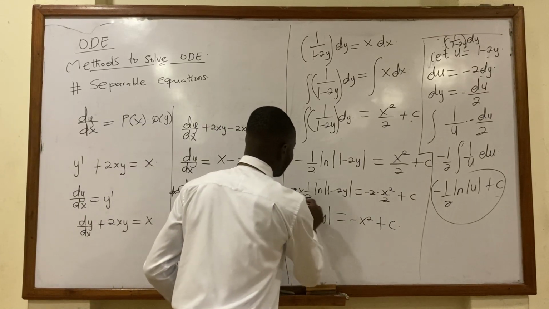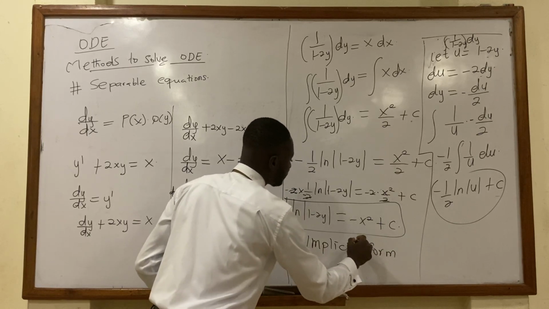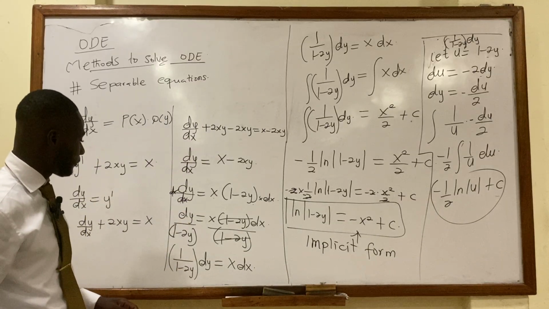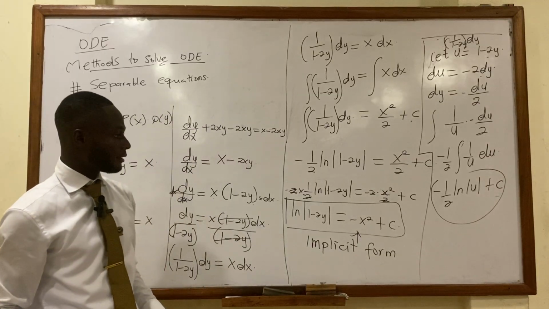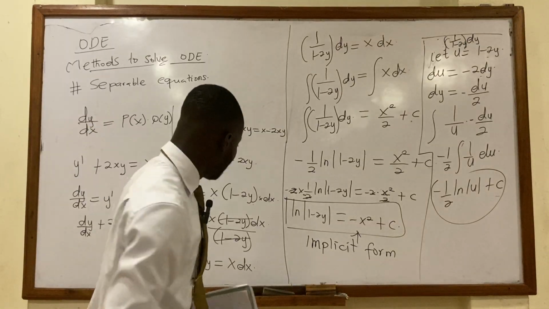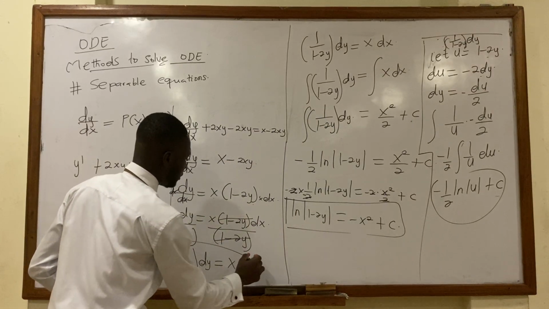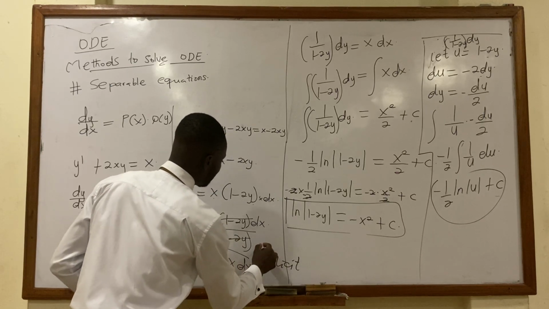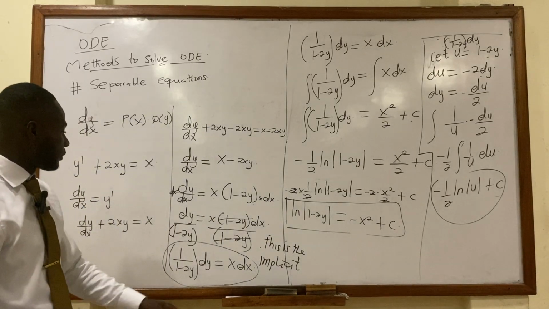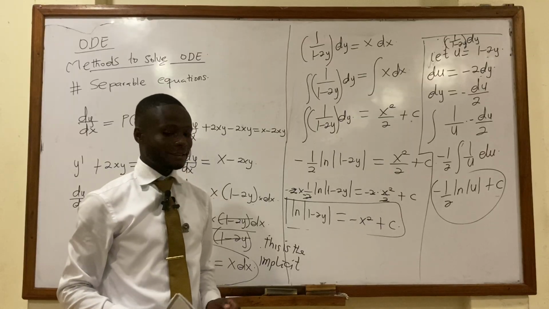This is the implicit form, because we've not made y the subject yet. So now let's make y the subject. This is our implicit form, and this is what we have. We want to make y the subject, so let's go.